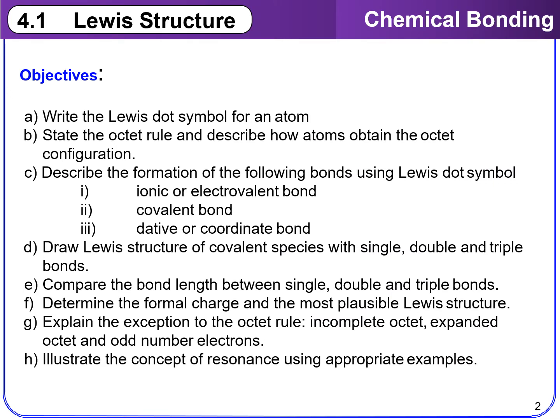In this video, we are going to continue with drawing Lewis structures, but we are going to focus on Lewis structures with double and triple bonds. At the same time, we are also going to determine the formal charge for each atom in the Lewis structure, and lastly we are going to choose which Lewis structure is the most plausible if we are able to draw more than one Lewis structure.